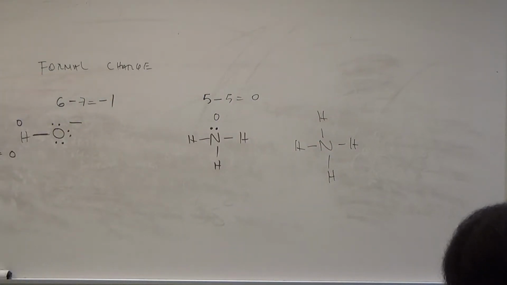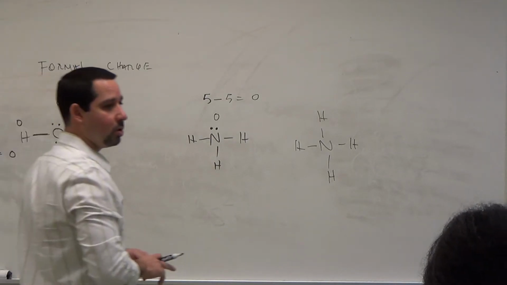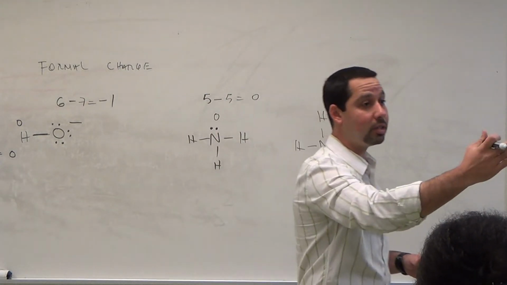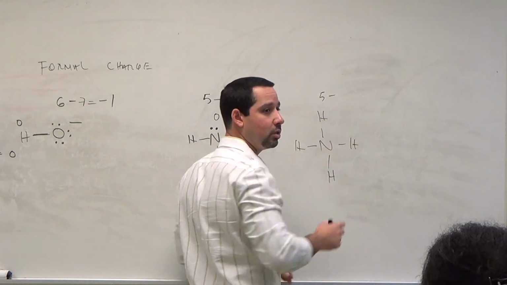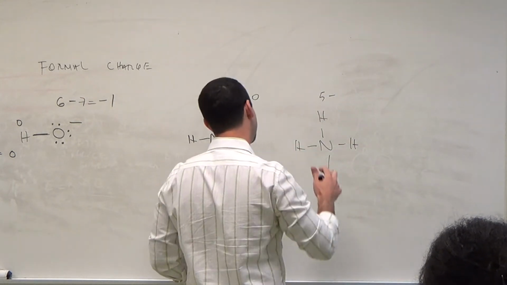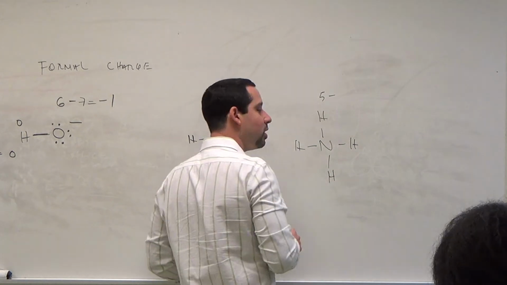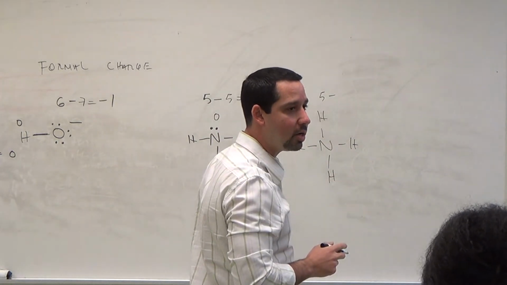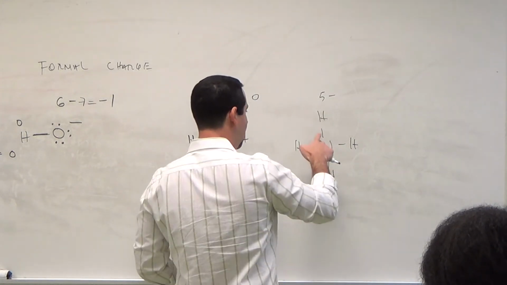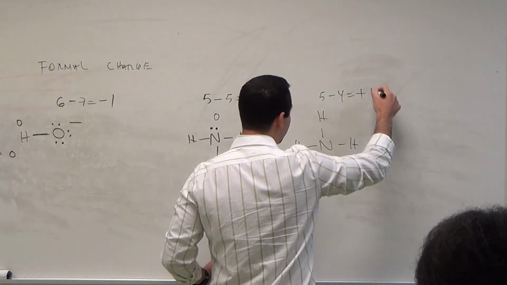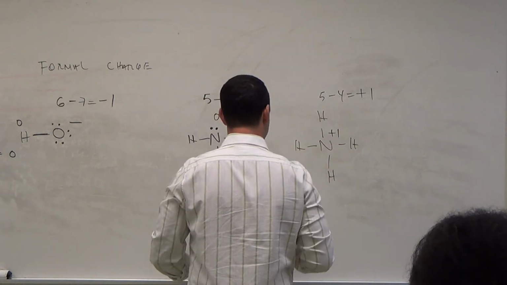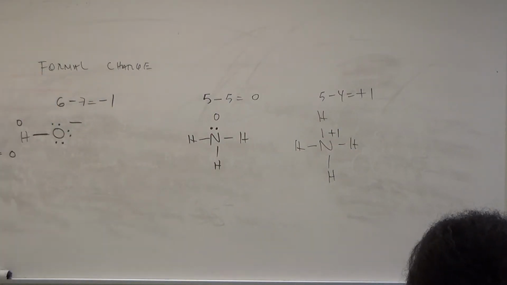That nitrogen has 4 bonds. Calculate the formal charge on the nitrogen. Once again, what's the number of valence electrons nitrogen has? 5. Why does it have 5? It's in group 5. Outstanding. And now what do we do next? We count with the fingertip. 1, 2, 3, and 4. What's the formal charge here? Plus 1. So that nitrogen is plus 1. Nitrogen has a positive charge.